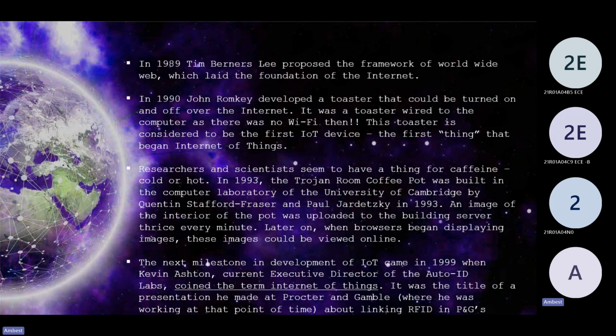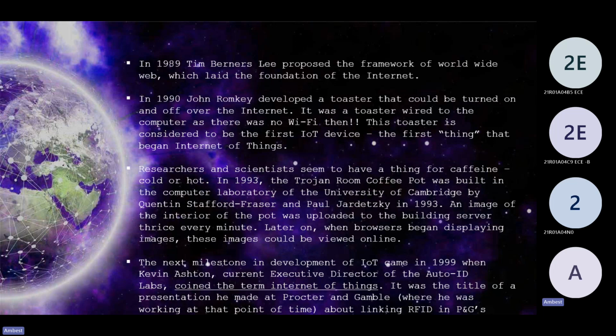And in 1990, John Romkey developed the toaster. Opening a server is fine, but how do you close a server, right? So John Romkey brought up how to implement the start and the stop of the thing. And then, in ancient days, there was only wired internet. There was no wireless internet, no Wi-Fi then, and he considered that this was the first thing that began the Internet of Things.